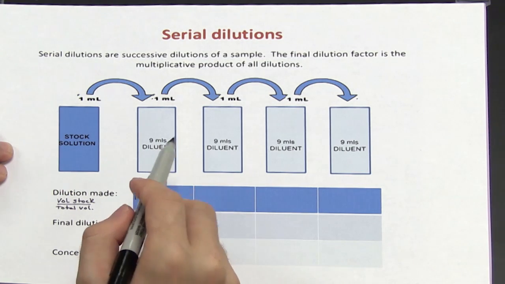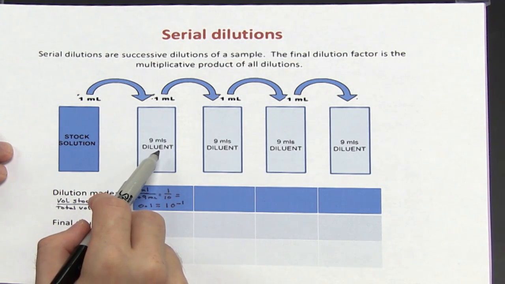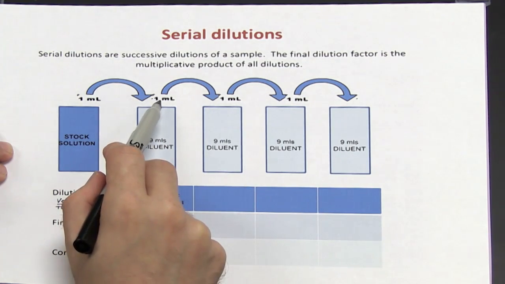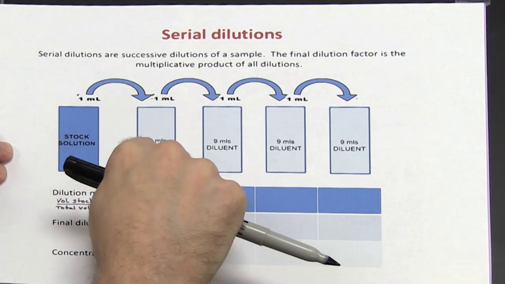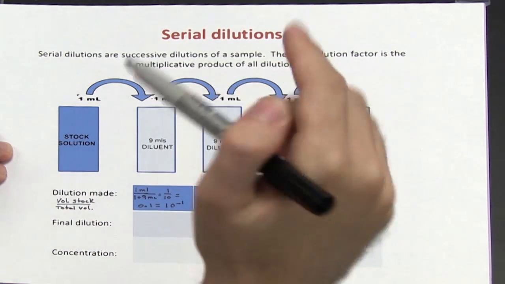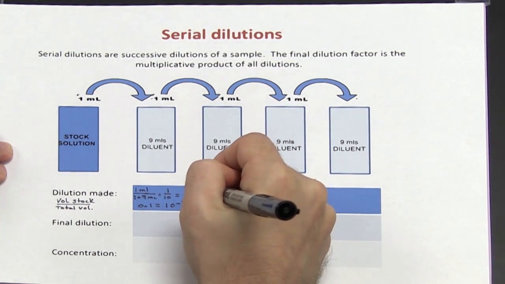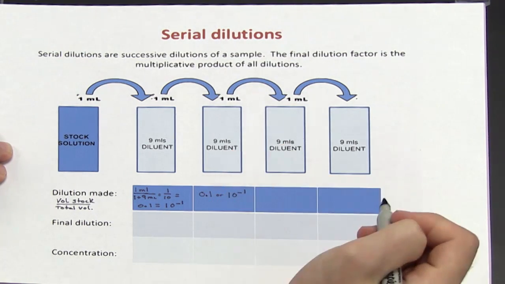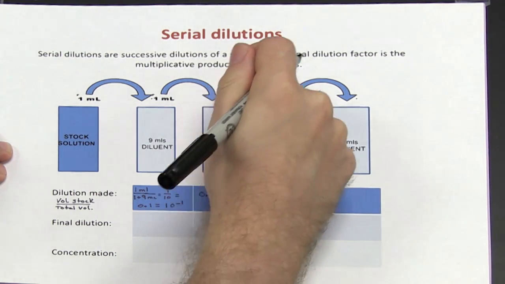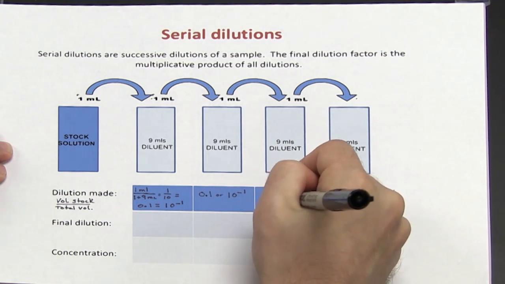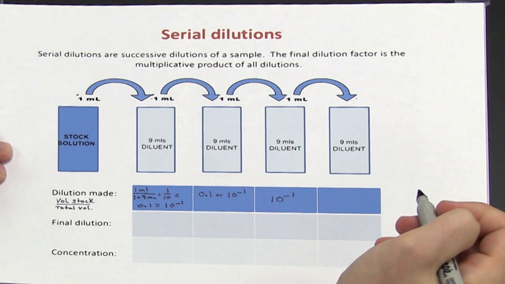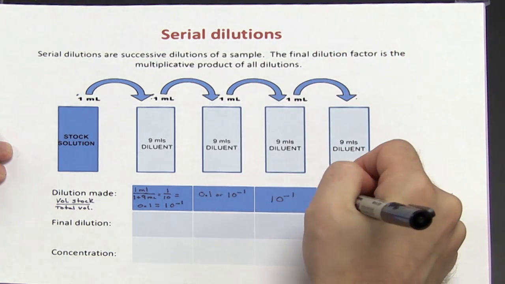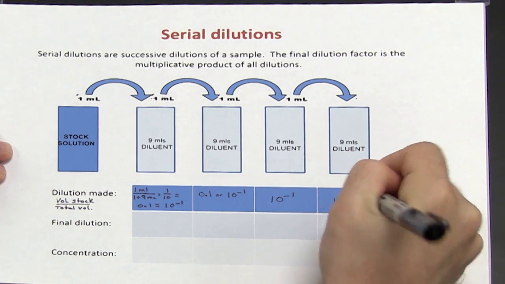A serial dilution now says that I take this diluted solution and dilute it again. So if I take out 1 ml of this and add it to 9 mL of that, I will again get a 0.1 or 10 to the minus 1 dilution. And if I do it again, I will get another 10 to the minus 1 dilution, or 0.1. And if I do it a final time, I will again get a 10 to the minus 1 dilution.